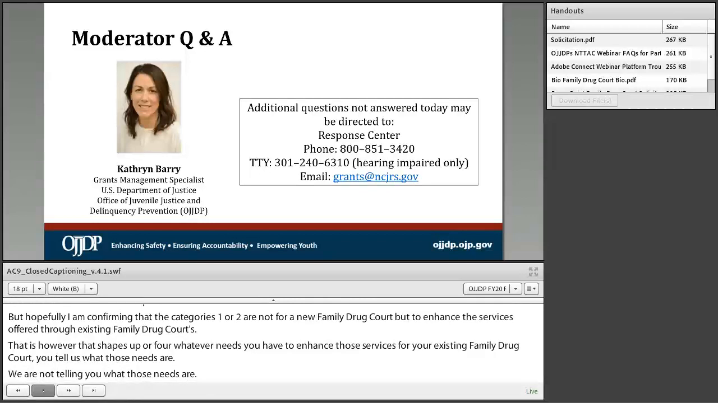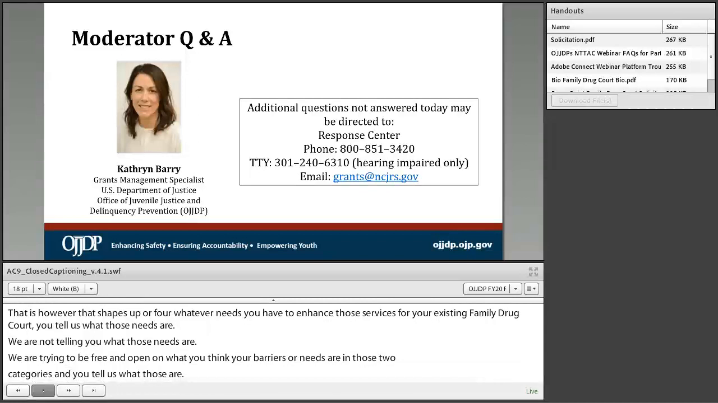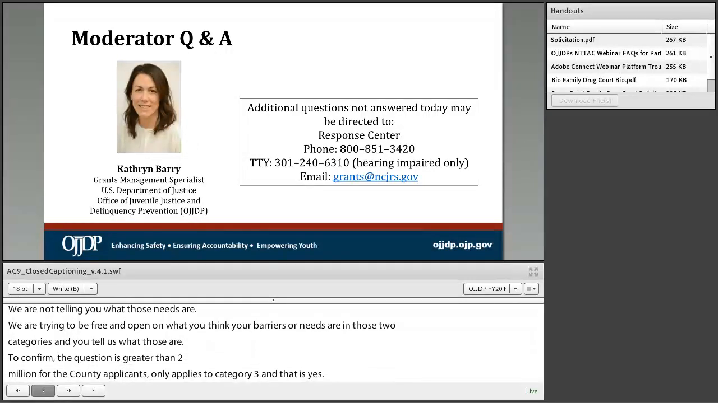So to confirm, the question is whether the greater than 2 million requirement for county applicants only applies to Category 3. Yes, the 2 million population requirement only applies to county applicants who are applying for Category 3, not Categories 1 and 2.